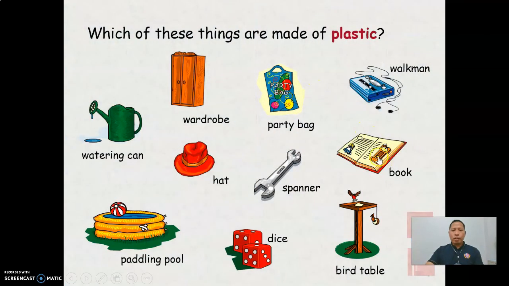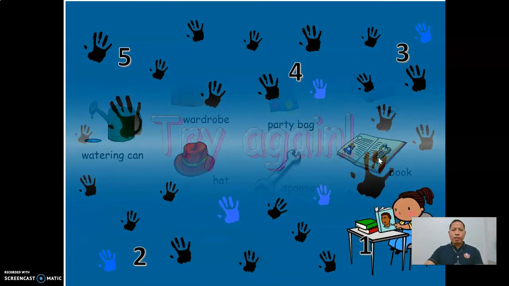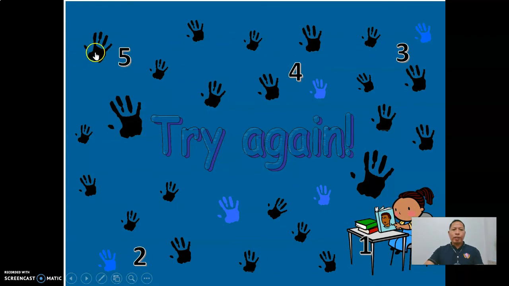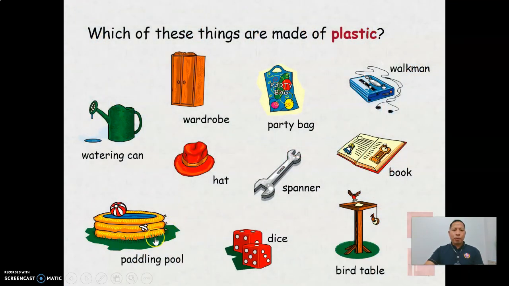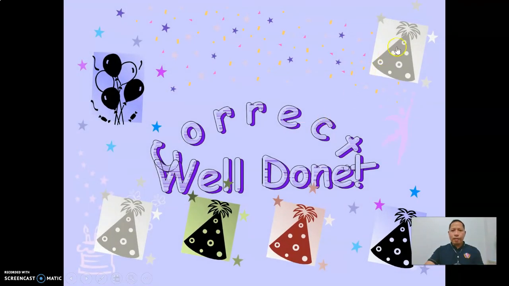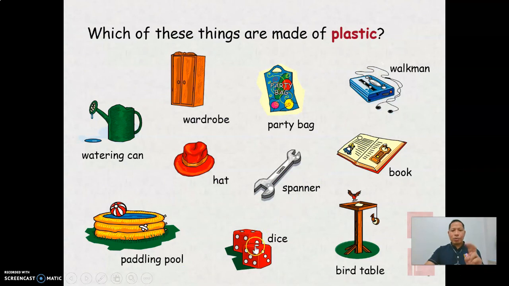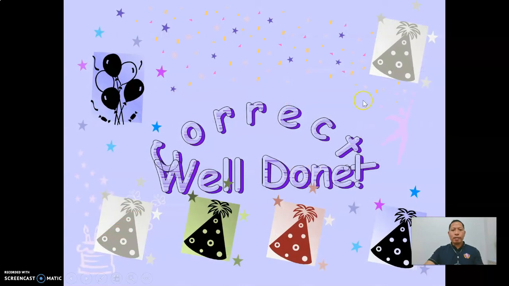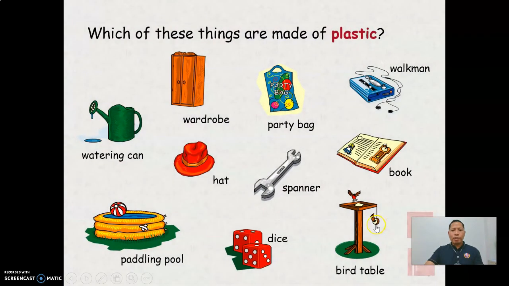How about book? Is it made of plastic? Yes or no? 3, 2, 1, go. No. Again. Paddling pool. Is it made of plastic? And a ball? Okay. Yes or no? 3, 2, 1. Good job. Next, a dice. Two dice. Made of plastic? Yes or no? 3, 2, 1. Yes.